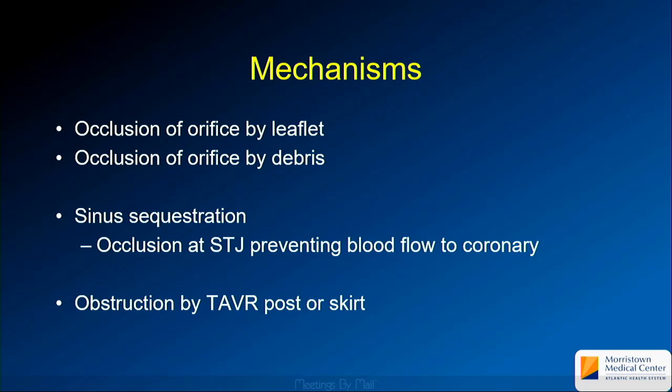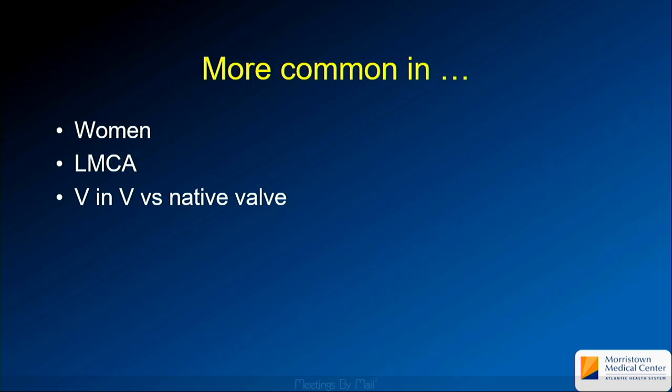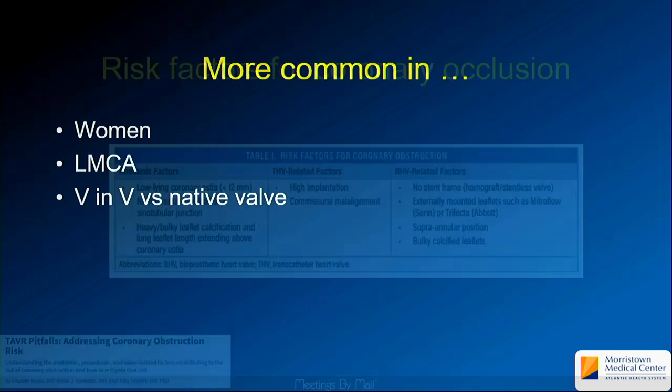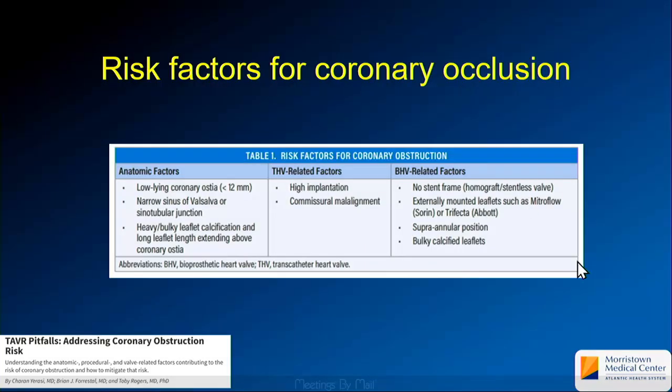And finally, you can have obstruction by the TAVR post or from the skirt. More common in women, more common, as I've said, involving the left main, and more common in valve-in-valve versus native valve procedures. This is kind of a list of risk factors for coronary occlusion. They're, I would say, the usual suspects: coronary arteries that are lower, shorter sinus of Valsalva, bulky calcifications, and high implantation in the case of a transcatheter valve.